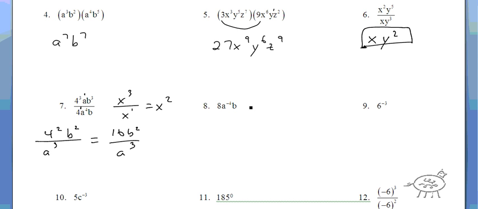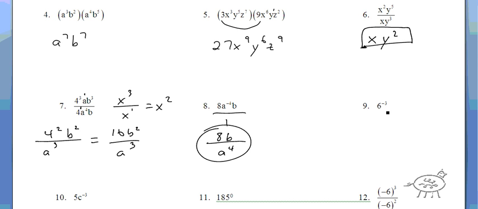All right, this one, the only thing you need to do, I'm going to put it into a fraction. The only thing that's touching that negative 4 exponent is the a. So that's the only thing that goes to the other side of the fraction. Everything else stays where it's at, and that's your answer. Okay, 8b over a to the 4th.